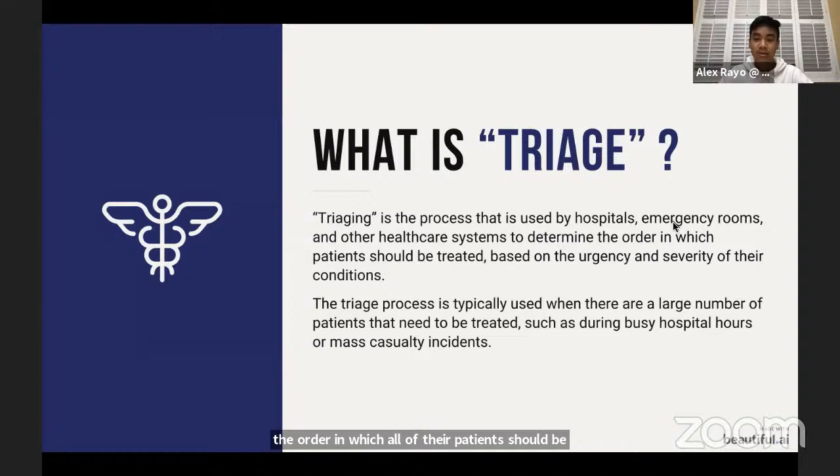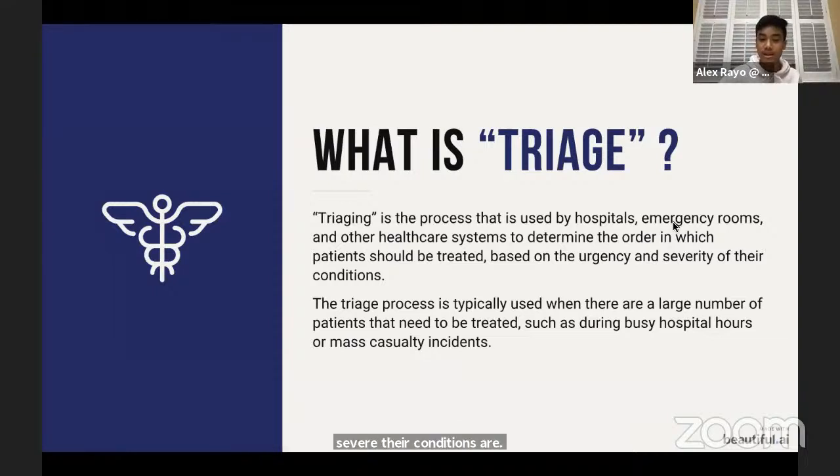And they do so by looking at how urgent and how severe the conditions of each patient are. So you can think of it kind of like ranking each patient, if there are a lot of patients, ranking which order they should be treated, again, based on how urgent and how severe their conditions are.